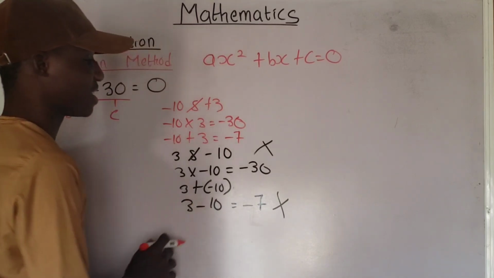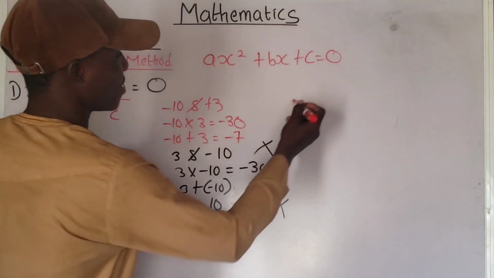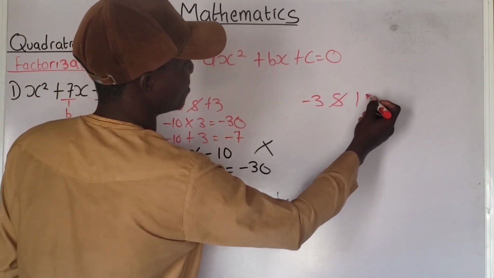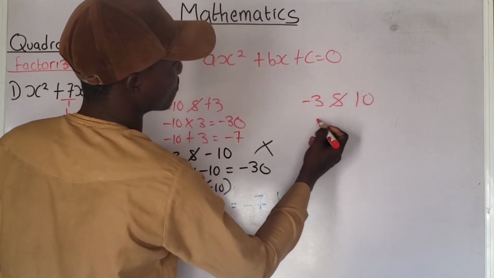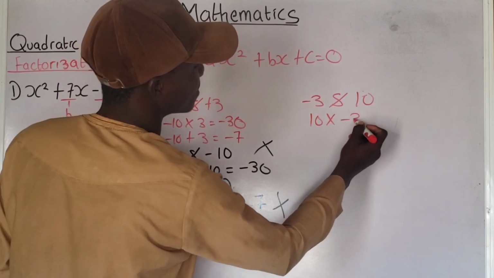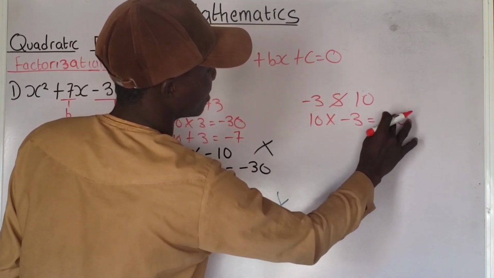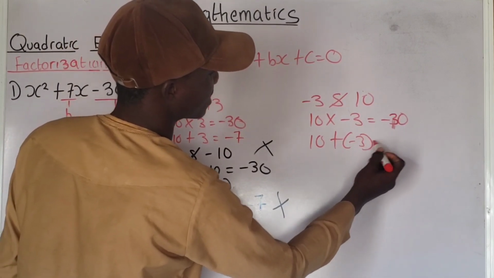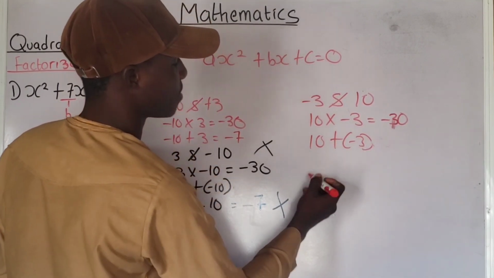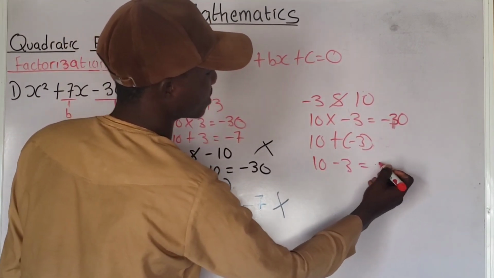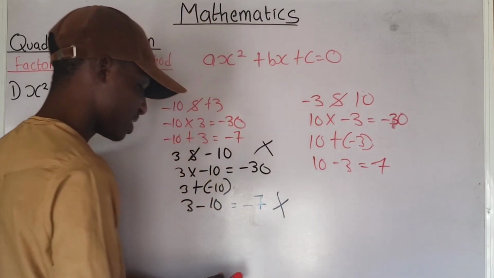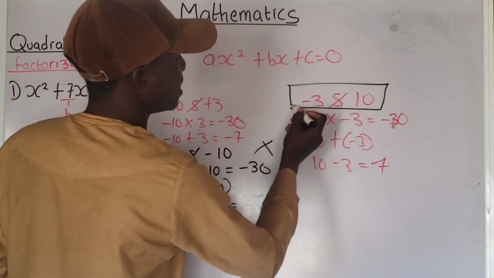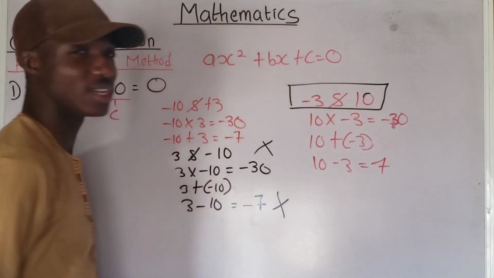Here, I'm going to change the sign. Let us try negative 3 and 10. Let's take the product first. 10 multiplied by negative 3 is negative 30. And 10 plus negative 3, let me take it step by step: 10 minus 3 equals 7. So you can see that the two numbers that will give us what we want are negative 3 and 10.